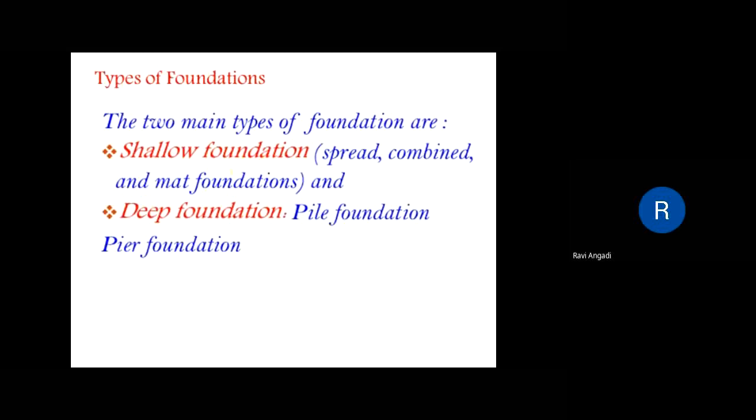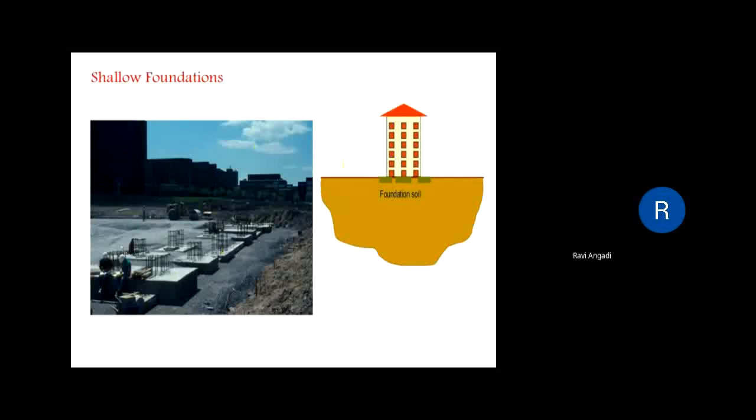The examples of shallow foundations are spread footings, combined footings, and mat foundations. These all come under shallow foundations. And the deep foundations are pile foundations and pier foundations. Just look at the picture here. Here I am showing you the shallow foundations. They are shallow in depth, and these footings are used to distribute the load over the soil.